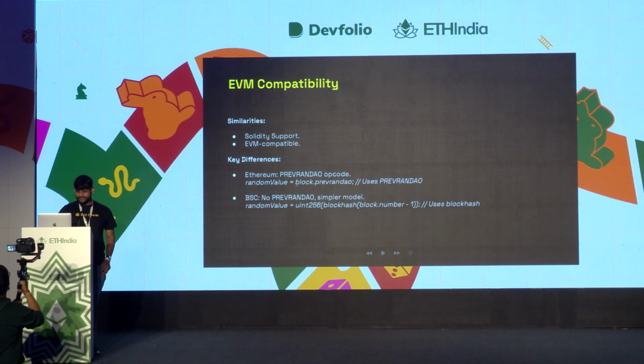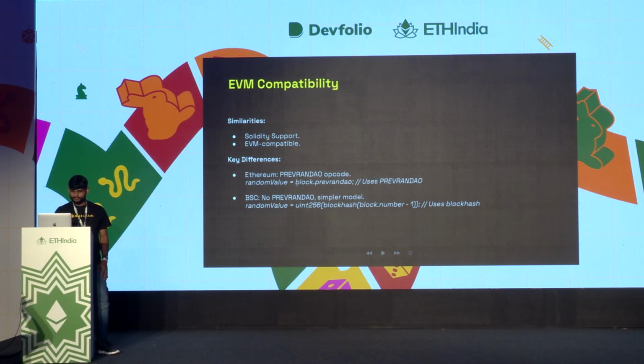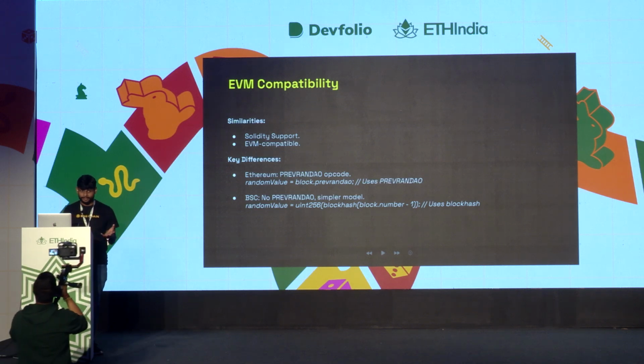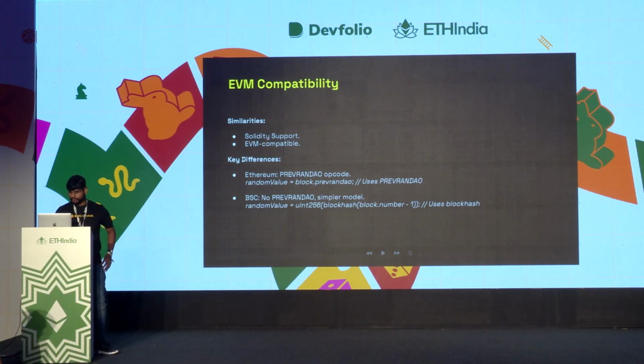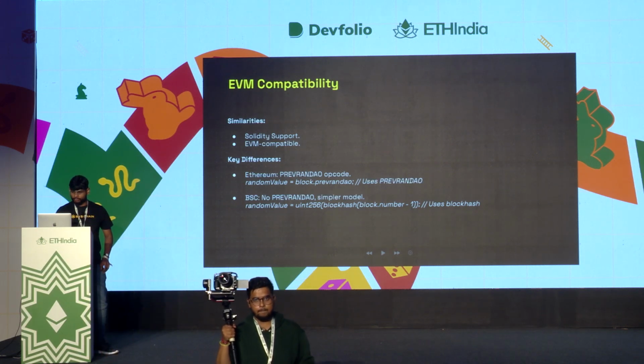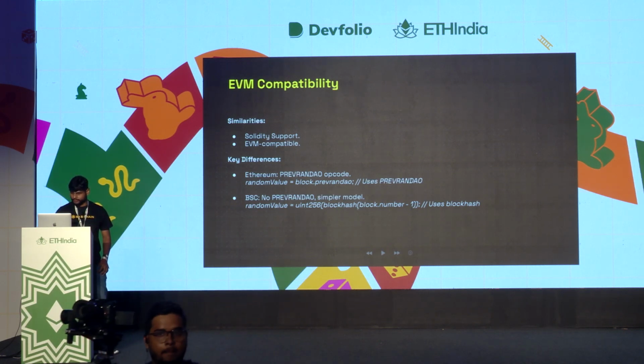And next comes EVM compatibility. So it's more similarities than differences. So both support Solidity, both are EVM compatible. There is one key difference when it comes to the prevrandao opcode. So if you want to get a random value in your smart contract, you have to use the prevrandao opcode in case of Ethereum, whereas in case of BSC, you will need to use the block hash as shown in this slide. So that's a key small difference, but in other aspects, it's the same.